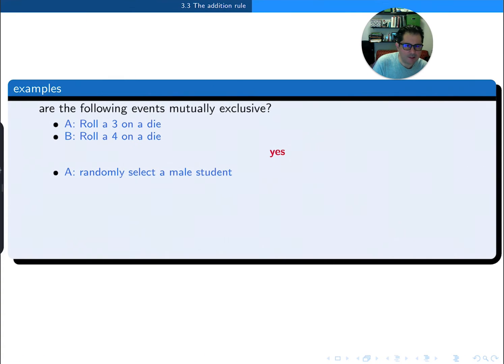Next example: A, I randomly select a male student from a classroom, and B, the selected person was a science major. I'm assuming the context is that I select a person at random from a classroom. A is the event that the person selected is a male student. B is the event that the person selected is a science major. Are they mutually exclusive? I guess not. They could be males who are science majors, right? So that would make them not mutually exclusive because there would be somebody in the intersection, in that overlap.